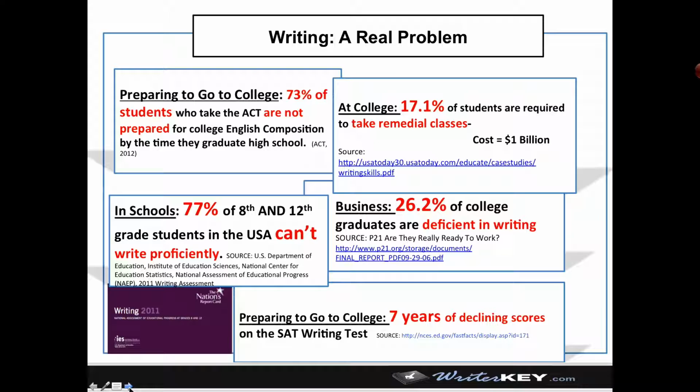Of all the statistics that I see when I look at these numbers, the scariest one for me is 8th and 12th grade students who can't write proficiently on the assessments they're trying to take for getting into college. That means they already have persistence, ambition, and goals related to going to college, but 73% of students who take the ACT are not prepared for college English composition by the time they graduate high school. And that means they're going to remedial classes, and the statistics there are scary, et cetera, et cetera.